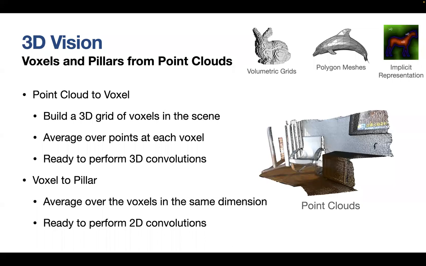So if we average over them, then we convert the voxel grid from 3D to 2D, and then it's ready to perform 2D convolutions. So this pillar method is also one of the baselines that the paper we're gonna talk about today uses, which is definitely one of the most successful methods on 3D object detection.